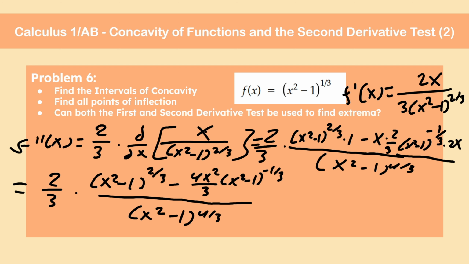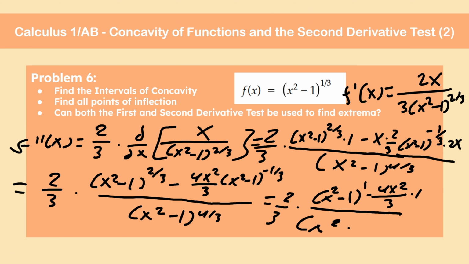So what I'm going to do now is multiply both the numerator and the denominator by (x squared minus 1) to the power of 1 over 3 to get rid of this term, and then simplify this term and this term. So now you have that this is equal to 2 over 3 multiplied by (x squared minus 1) to the power of 1, minus 4x squared over 3. And then since we're multiplying by (x squared minus 1) to the power of 1 over 3, it will cancel out. So it should be 1 all over (x squared minus 1) to the power of 5 over 3.